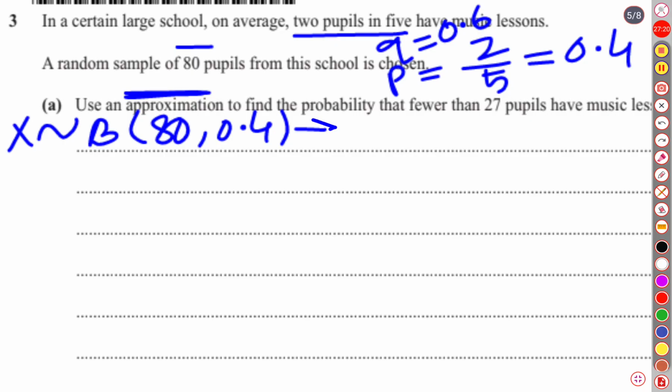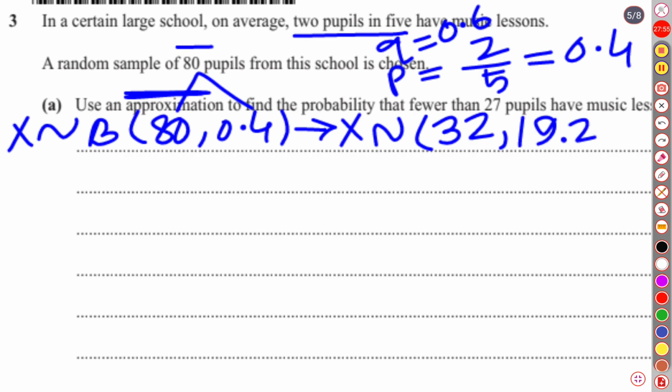Then for approximation, what will we do? We will just convert this binomial distribution into a normal distribution. So X belongs to a normal distribution, and you know, for a normal distribution the parameters are the mean as well as the variance. The mean is n into p. If we multiply n and p, it is going to be 32, and our variance is npq. So 32 into 0.6 is going to be 19.2. That means 19.2 is our variance.